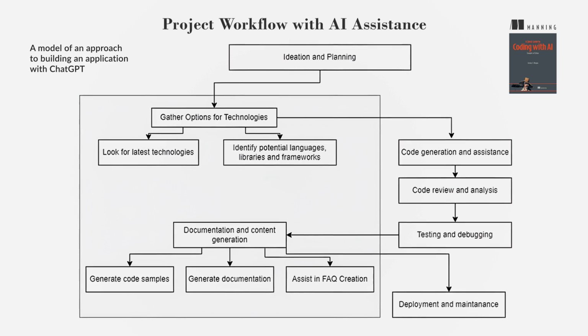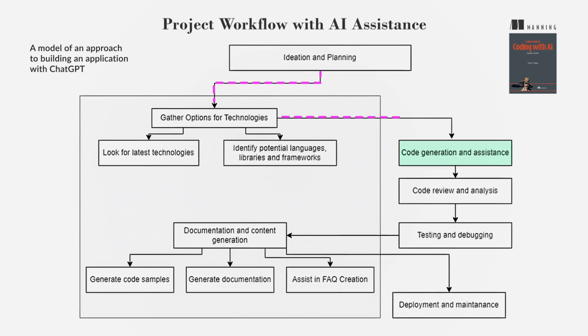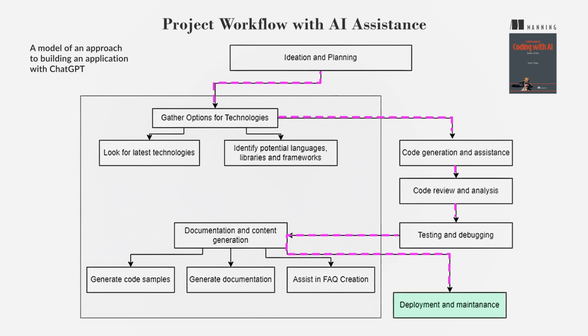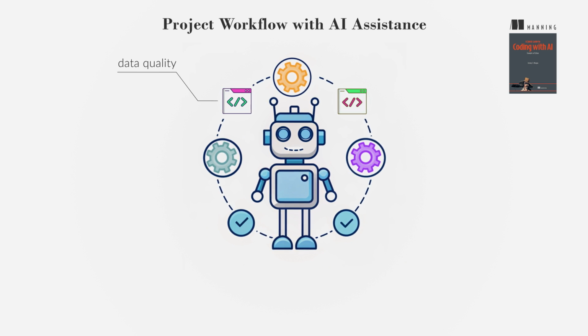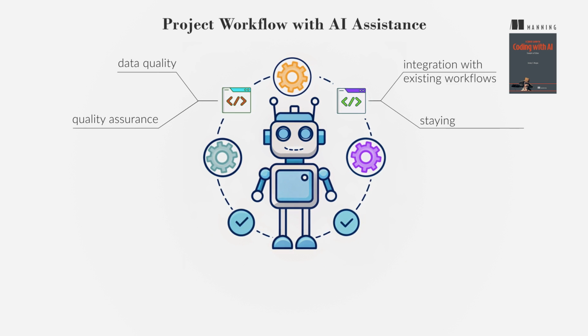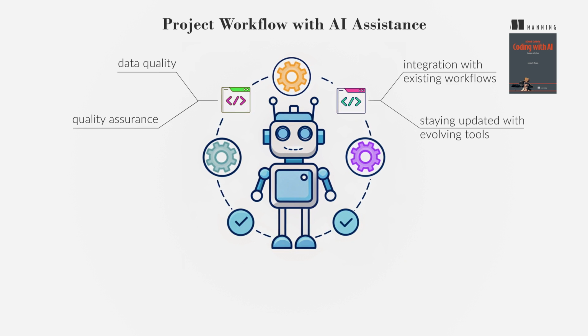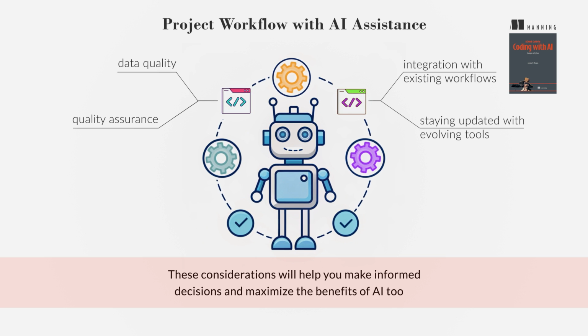Incorporating AI into your workflow can significantly boost productivity by streamlining various aspects of software development, from ideation and planning to code generation, review, testing, and documentation. When using generative AI tools, consider factors like data quality, integration with existing workflows, quality assurance, and staying updated with evolving tools. These considerations will help you make informed decisions and maximize the benefits of AI tools.